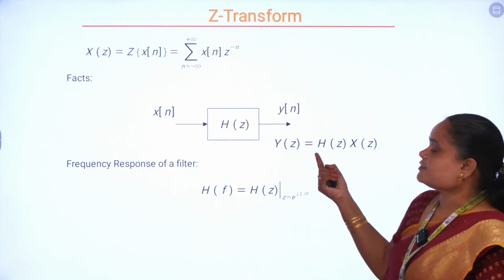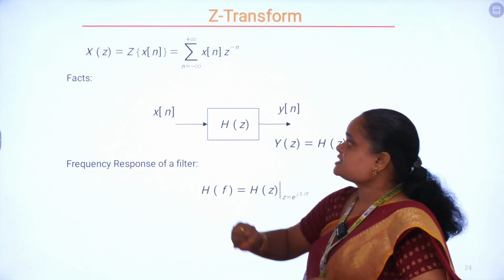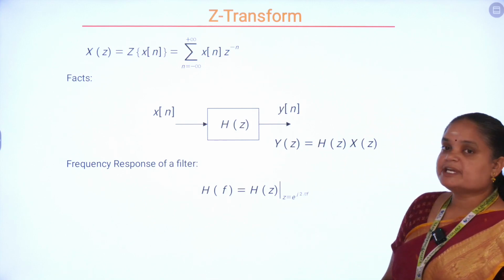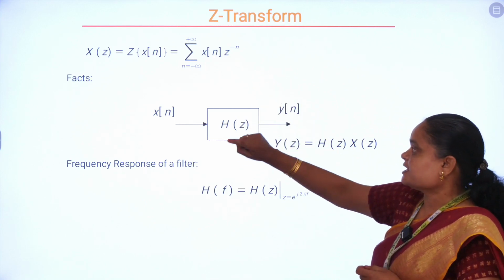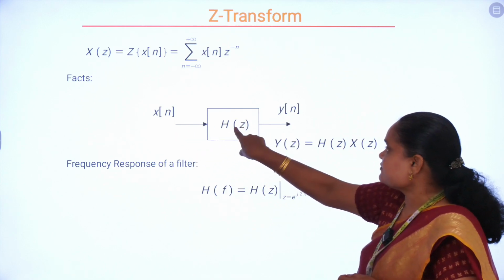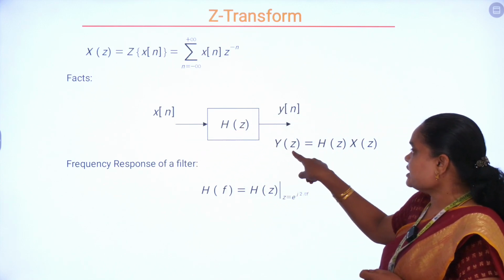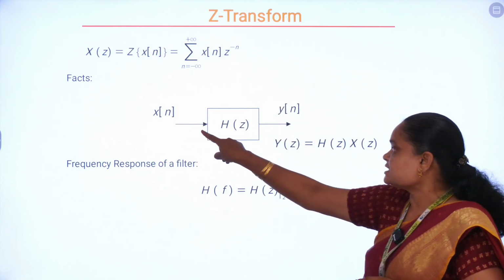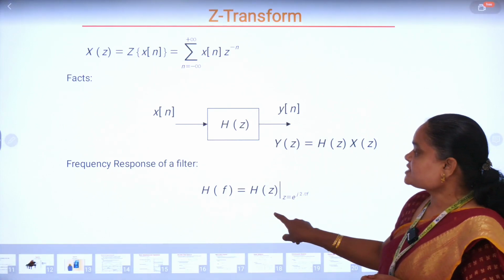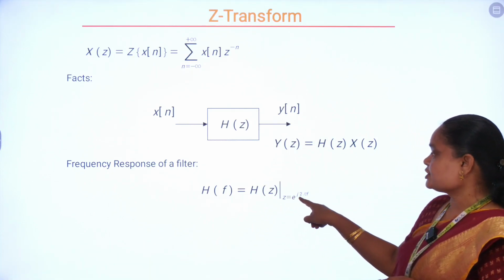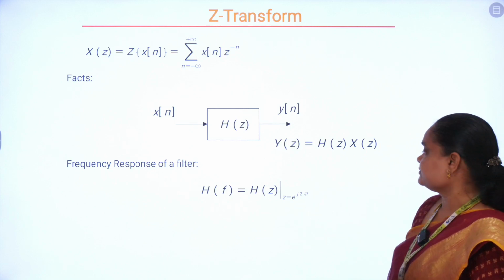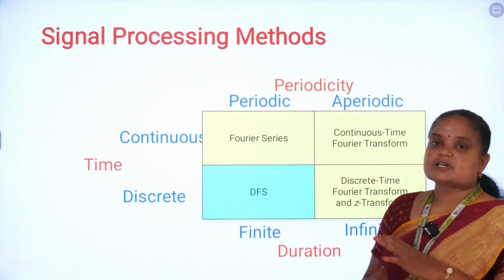And then the Z transform, X of z is equal to Z of x of n, that is the summation from n equal to minus infinity to infinity of x of n z power minus n. So x of n, h of n, y of n, that is, Y of z is equal to H of z into X of z. Frequency response of a filter, H of f is equal to H of z with z equal to e power j 2 pi f.